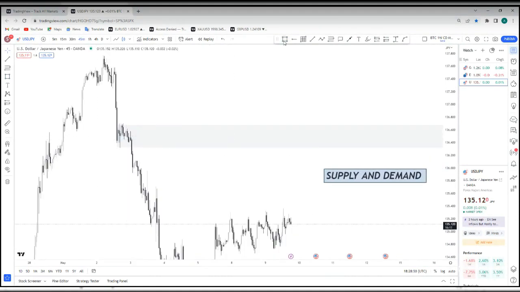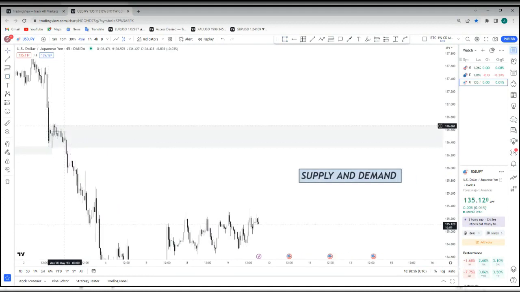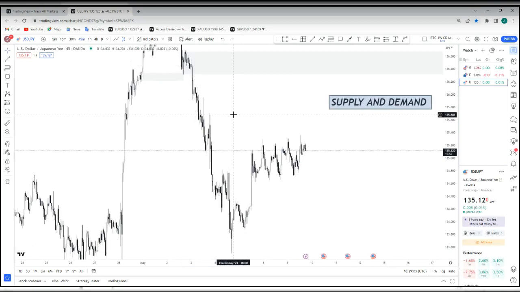You can see we are supposed to buy from here. And on the norms, we have a break of structure. So we are supposed to buy from here, boss. This supply was this move, this trend from here. So this area is a supply zone. But that's not where I'm going to now.